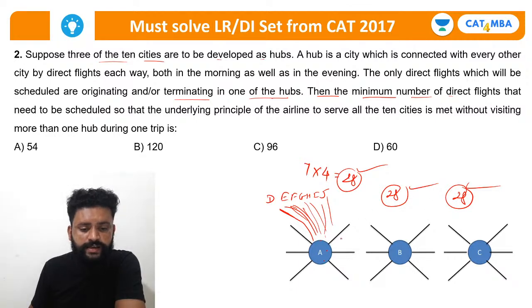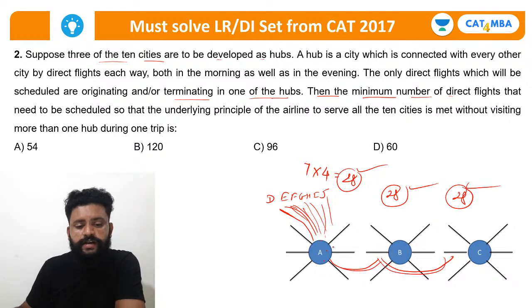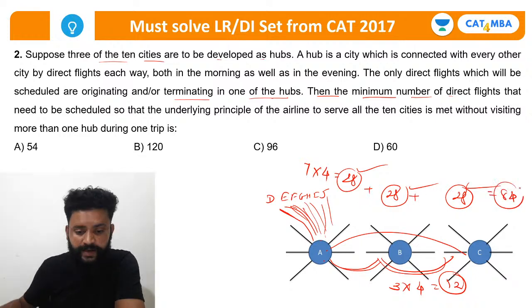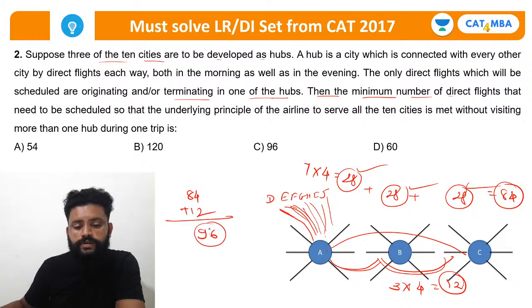But at the same time, a hub is connected to every other city, which means these hubs are also connected to each other. So the pairs among the 3 hubs are 3, and it should be 3 into 4, that must be the combinations among the hubs themselves. So 28 plus 28 plus 28 is 84, plus 12. 84 plus 12 has to be 96. That's the answer, option C.